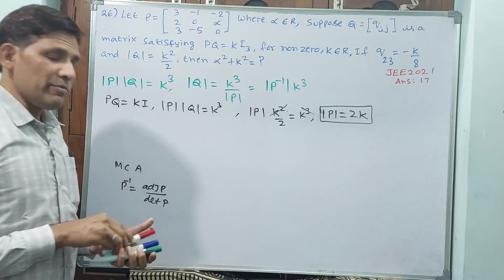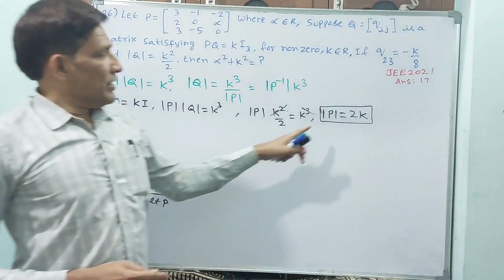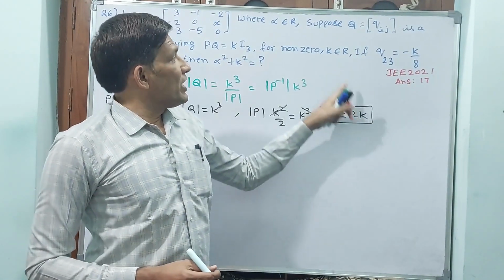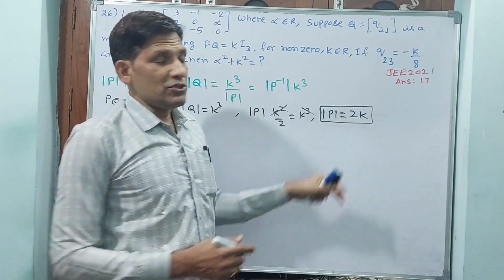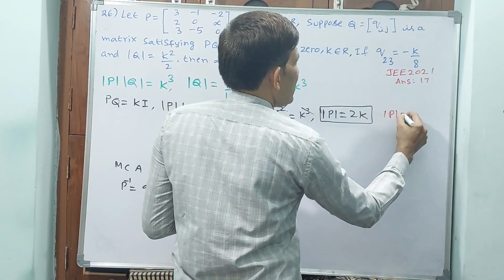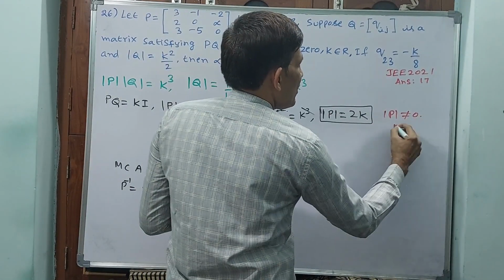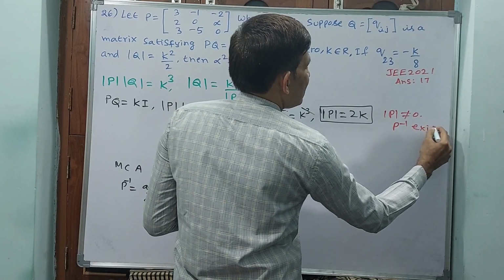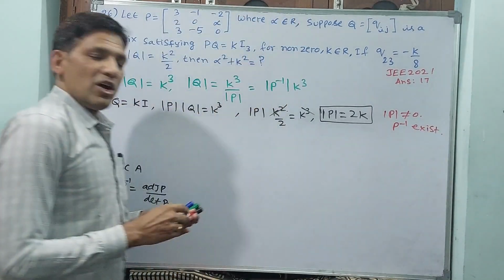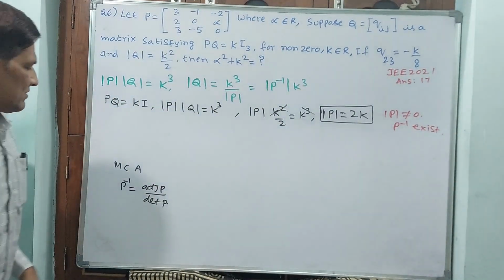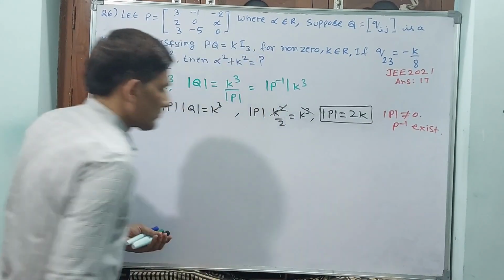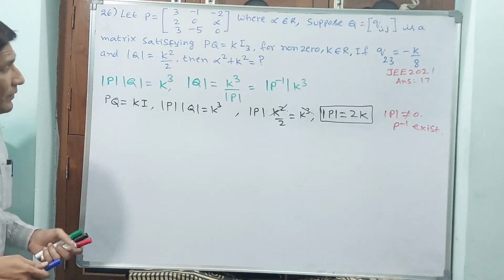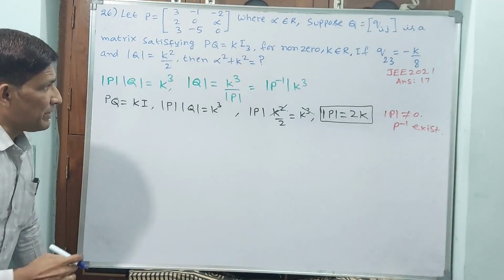Now you tell me, determinant of P is equal to 2K means K is not equal to 0, non-zero. That means determinant of P is not equal to 0, which means P inverse exists. P inverse exists. That is the logic. Now you find first P inverse.